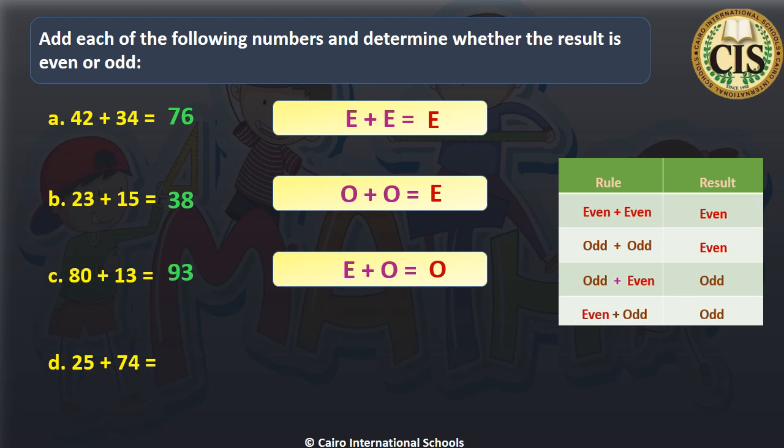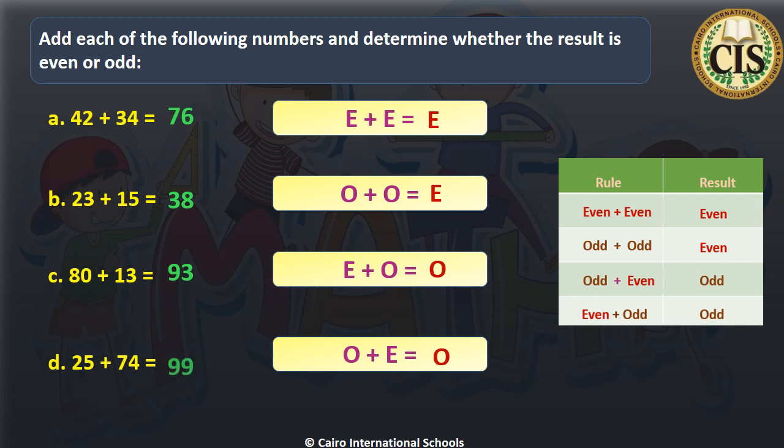The last one, 25 plus 74. 25, look at the ones digit, 5. 5 is an odd number. And 74, the ones digit, 4. 4 is an even number. So odd plus even equals odd because they are different types. 25 plus 74, 99. Check. Look at 9, the ones digit in 99. Yeah, it's odd.